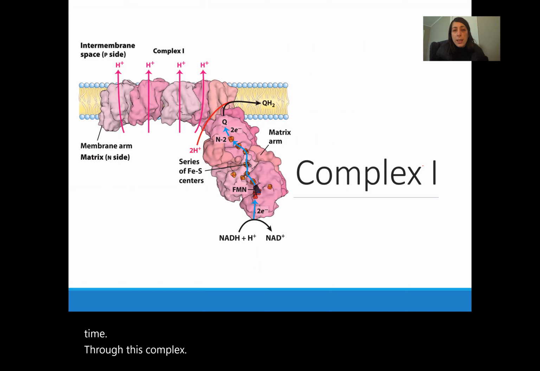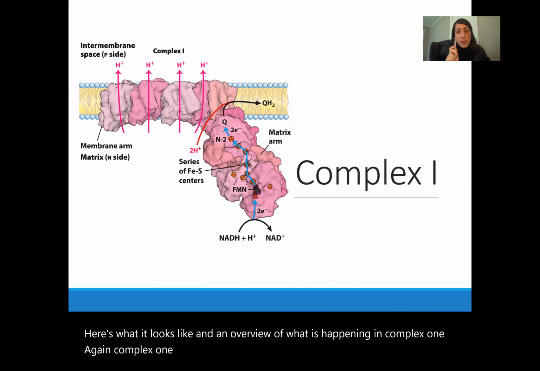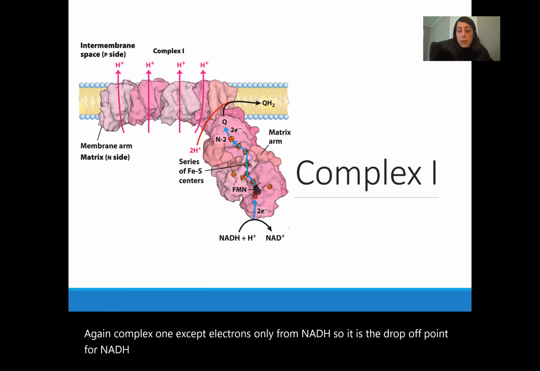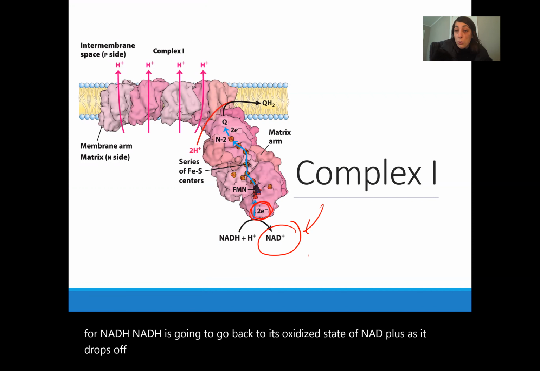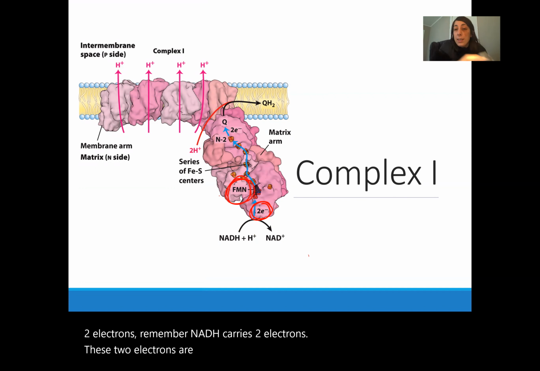Here's what it looks like and an overview of what is happening in complex 1. Again, complex 1 accepts electrons only from NADH. So it is the drop-off point for NADH. NADH is going to go back to its oxidized state of NAD+ as it drops off its 2 electrons. Remember, NADH carries 2 electrons. These 2 electrons are then held on by this flavin mononucleotide complex. Remember, it can hold 2 electrons.